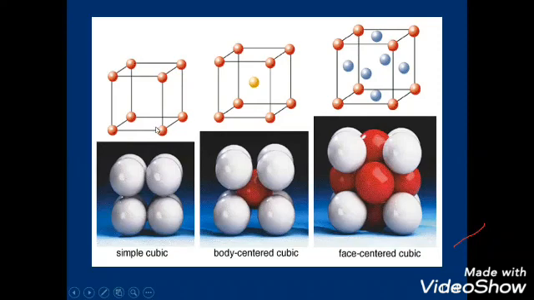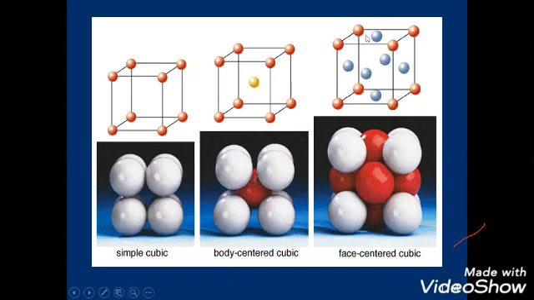Units are only at the corner. This is a body-centered cubic unit cell. Units are at the center of a cubic unit cell as well as at the corner. And this is an FCC unit cell, that is a face-centered cubic unit cell, where units are at the corners of the cubic unit cell as well as at the center of the faces.